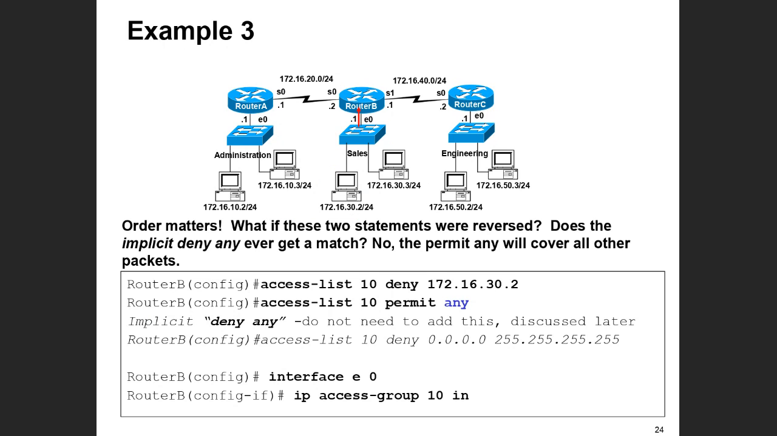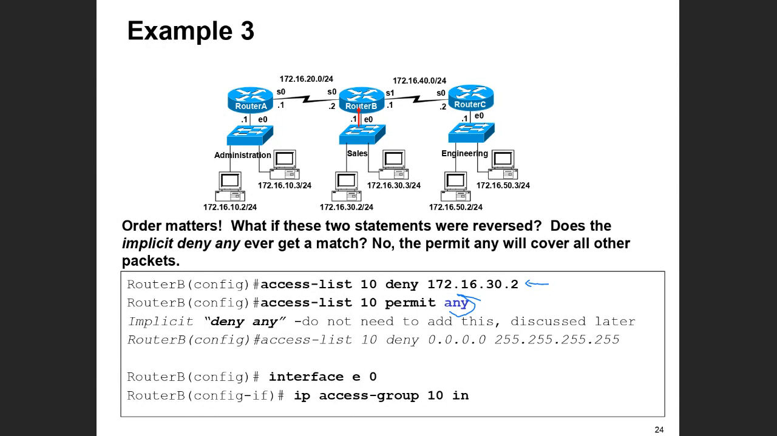Okay, so let's look at this. Our first statement is deny the boss's worthless nephew traffic. If he creates any traffic and he's 30.2, it will not be permitted to leave the network. Now let's look at the second statement.